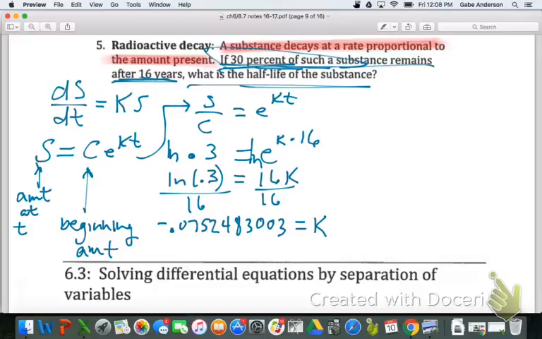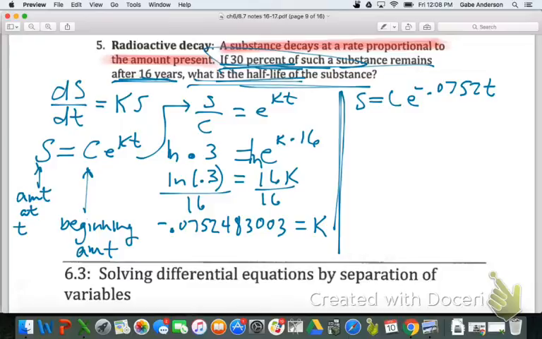Okay, so I'm going to rewrite the whole thing over here. S equals C e to the negative 0.0752 t. I'm not going to write all the digits on my paper, I'm just going to store them in the calculator. You can just write a number like that, knowing what it actually stands for. We okay with finding the K? Does that seem logical? Do you have any questions? Okay, let's answer the final question then.